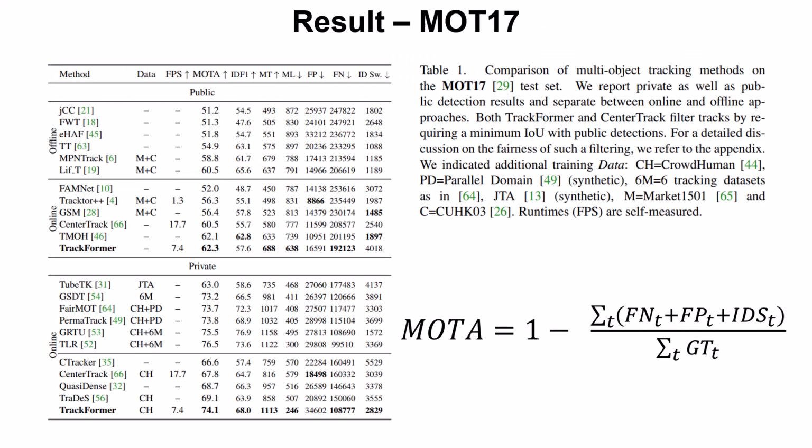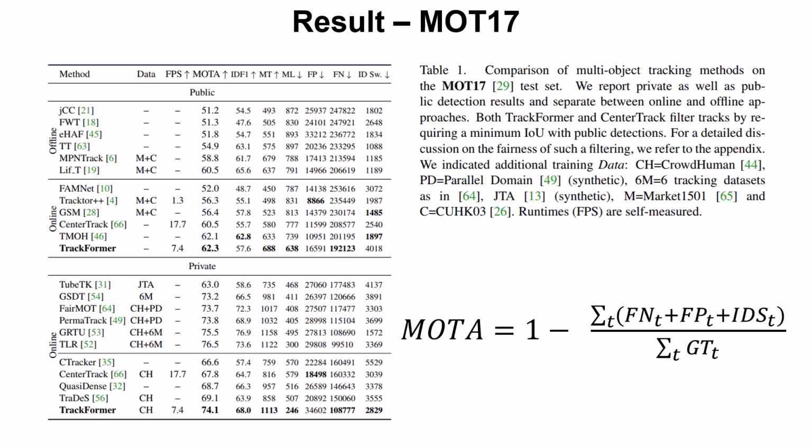The first thing is the result on the MOT17 dataset, where there are lots of metrics to assess the differences between this TrackFormer and the other state-of-the-art, but the popular one is MOTA, which I also provided the formula for, which is 1 minus this term, where the denominator is the number of ground truth at time frame t, and the numerator is all of the bad things that can happen, which is false negatives and false positives and ID switches.